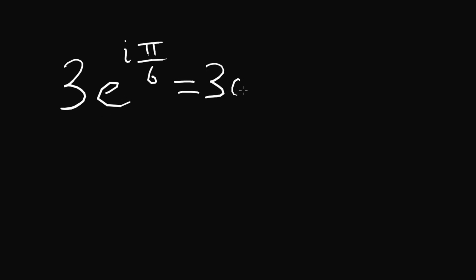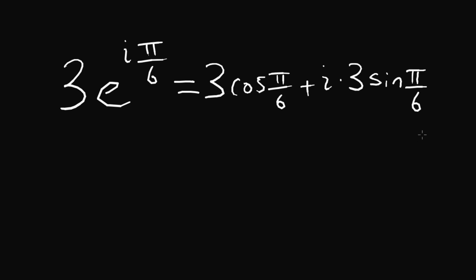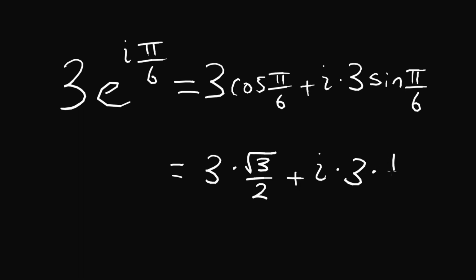Let's do an example. We'll start with 3e^(iπ/6), which is currently in polar form. And then, using Euler's formula, we can rewrite this as 3 cos(π/6) + i times 3 sin(π/6). And this is actually already in Cartesian form, but we can take it one more step and actually evaluate cos(π/6) and sin(π/6). So it's 3 times √3/2 + i times 3 times 1/2.